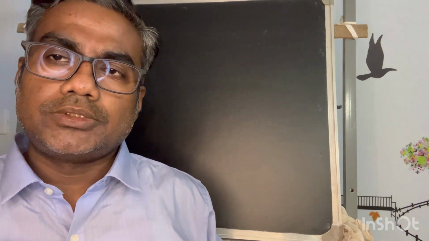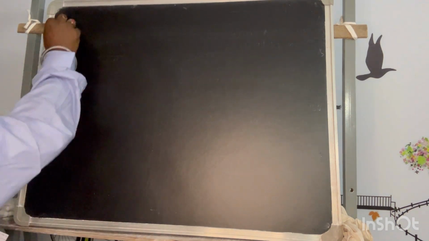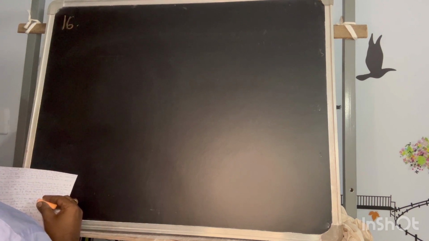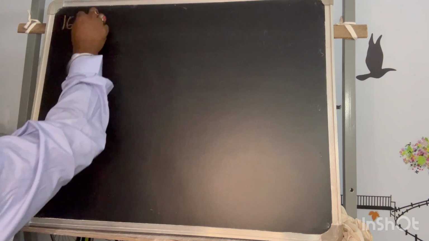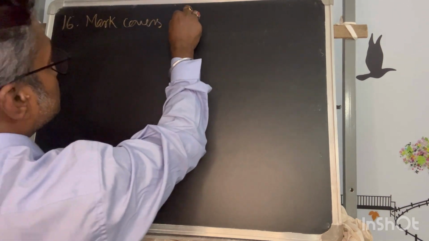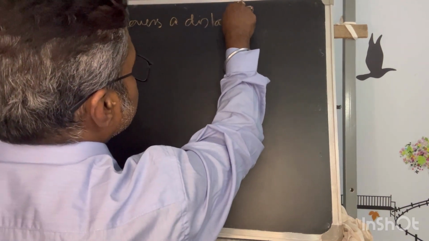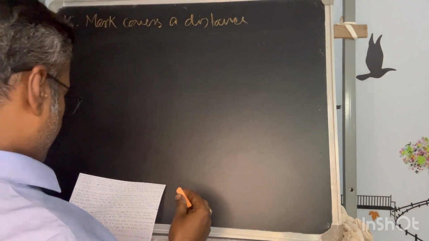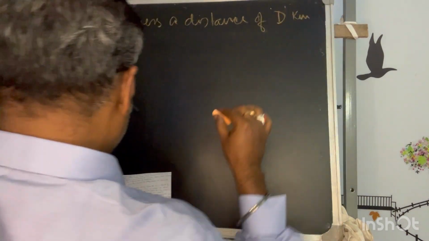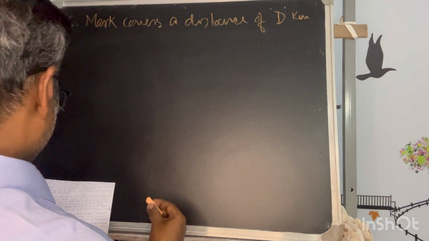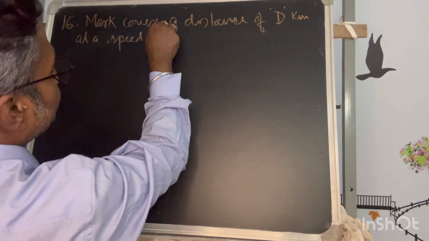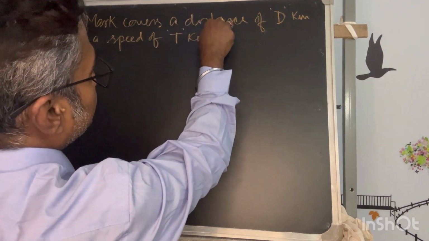We will now start with problem number 16. So the 16th problem says: Mark covers a distance of d kilometers at a speed of t kilometers per hour.